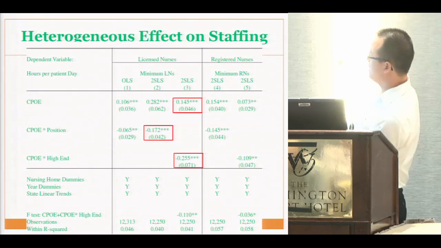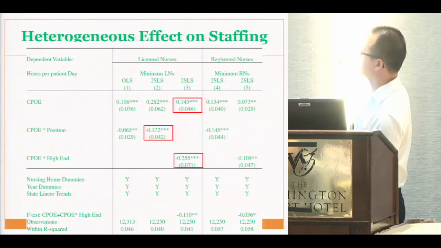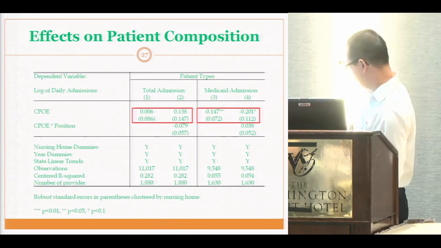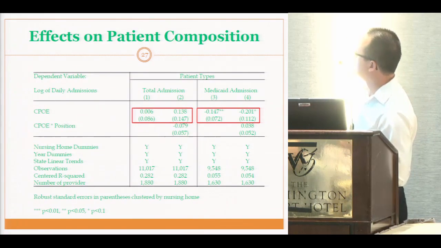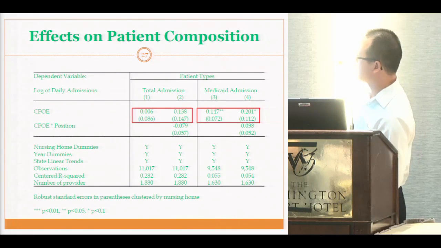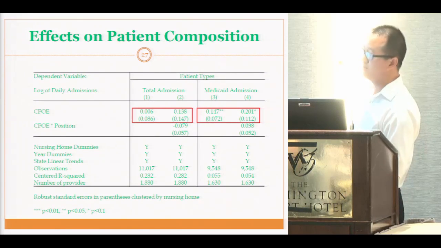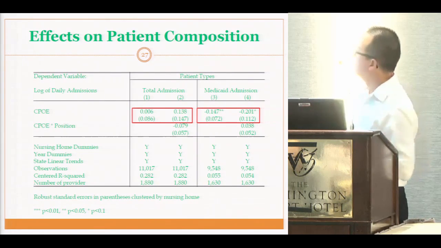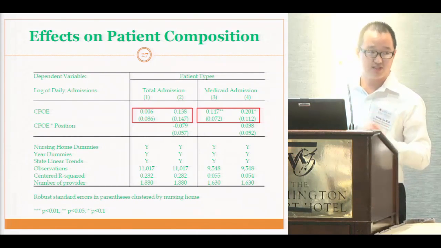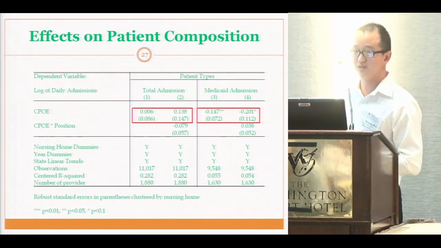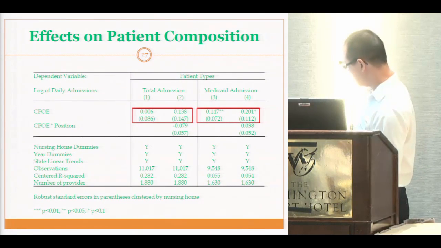Now, after we did this, we started thinking, okay, is it really caused by the change of the customer composition? So we did this part of the test, where we replace the dependent variable with the patient types. For total admission, there's not much difference. So if you adopt CPOE, your total admission will not change much, but your Medicaid admission decreases. As I said earlier, Medicaid admission actually hurts your profitability because they pay at a much lower rate.